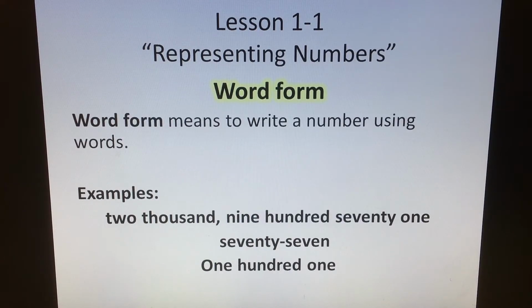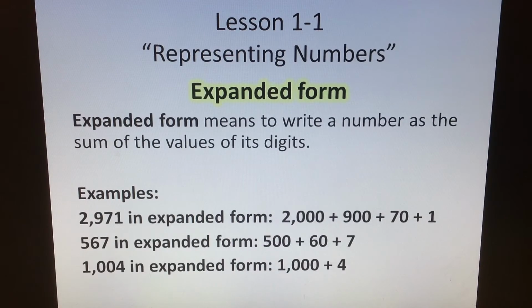Word form is another term to know. Word form means to write a number using words. Examples include 2,971 all written out in words, or 77 written out in words, or 101 written out in words.